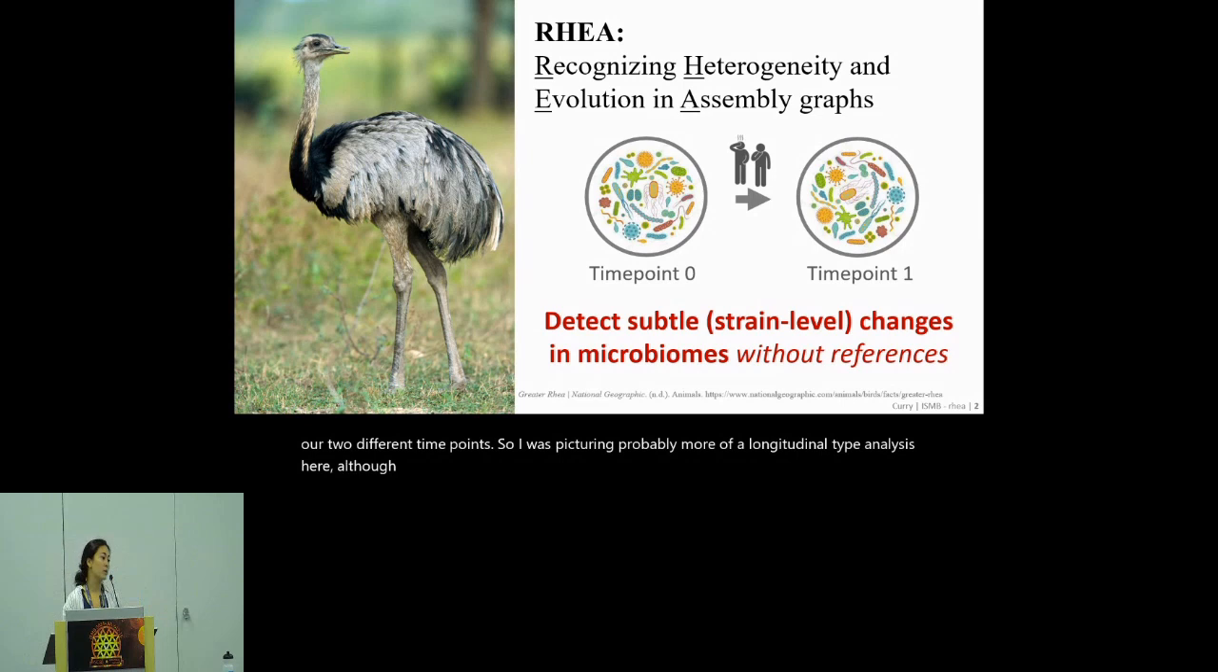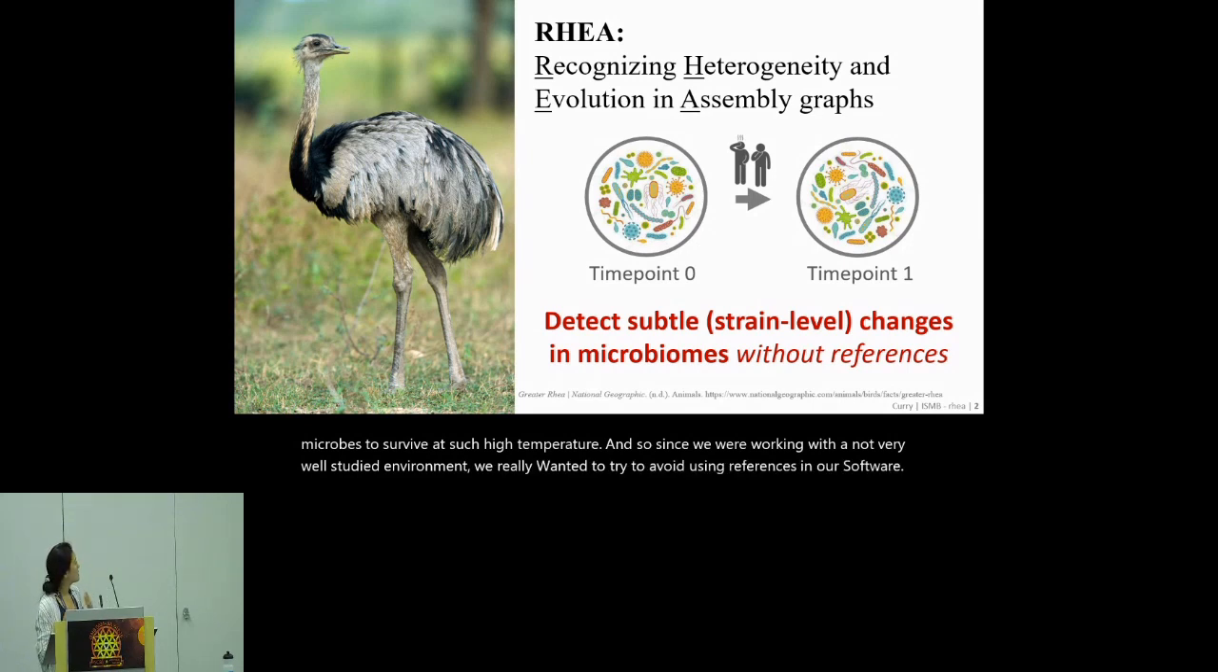Although what this tool was originally developed for wasn't quite longitudinal. It was an environmental sample of hot spring microbial mats. Within the microbial mat, the microbes survive at different temperatures, and there are different bacteria surviving at different temperatures. And so we were looking to try to find specific genes that seem to be driving the ability for these microbes to survive at such high temperature. And since we were working with a not very well-studied environment, we really wanted to try to avoid using references in our software.